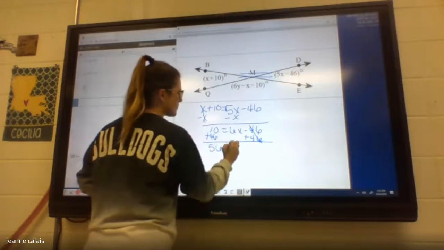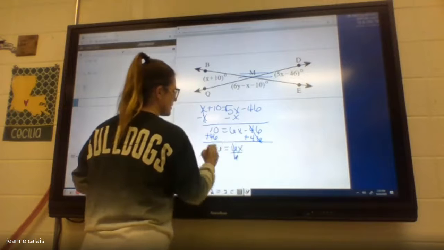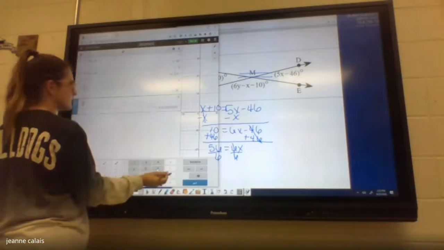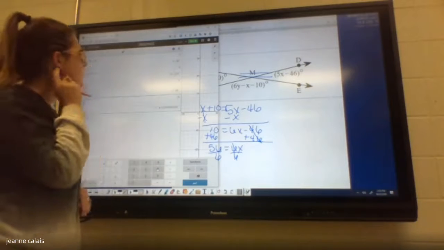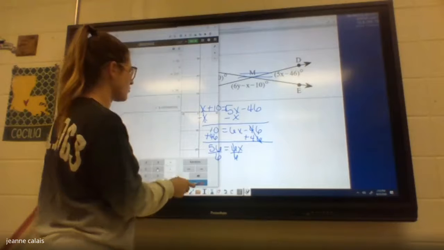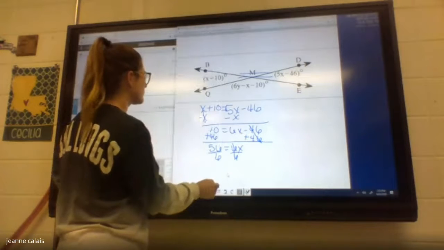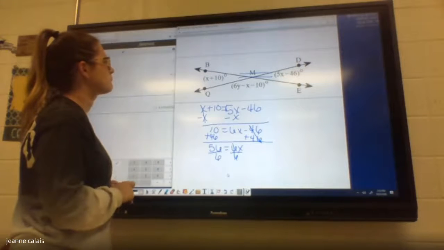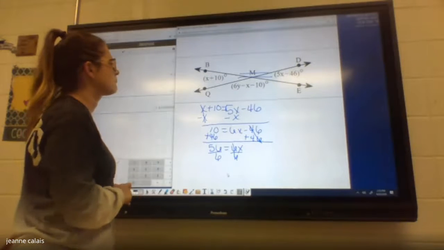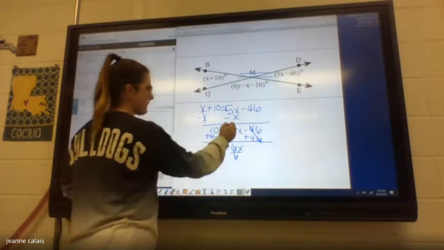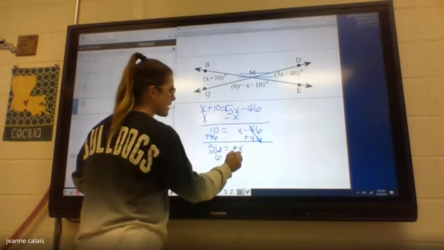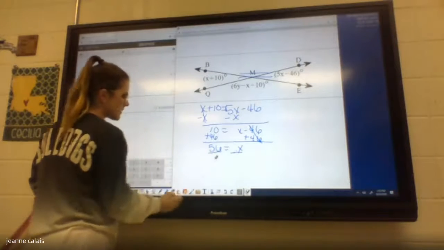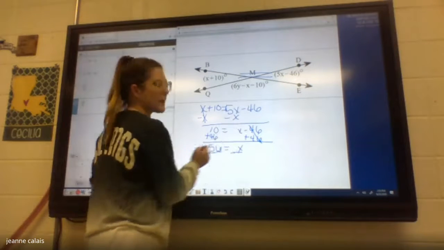So 56 equals 6x divided by 6. Okay, wait, did I do something wrong? Oh, it happens. Be careful, especially when you get an ugly decimal. Obviously, something went wrong. I see now.